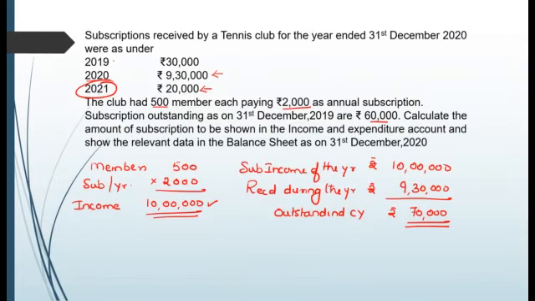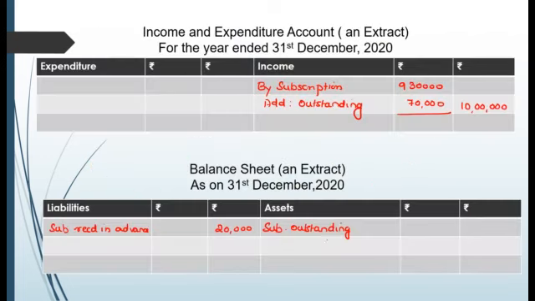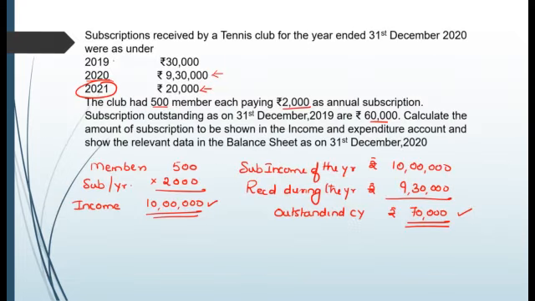Now about subscription outstanding. We know that subscription outstanding for the current year is 70,000. So for the current year, 2020, it is 70,000. Now you might be wondering why I am writing it in a column. Because you have to be very careful. You have to look at this particular sentence. What does it say? Subscription outstanding as of 31st December 2019 was 60,000. So whatever was supposed to be received for the previous year but was not received, which remained outstanding, was 60,000.